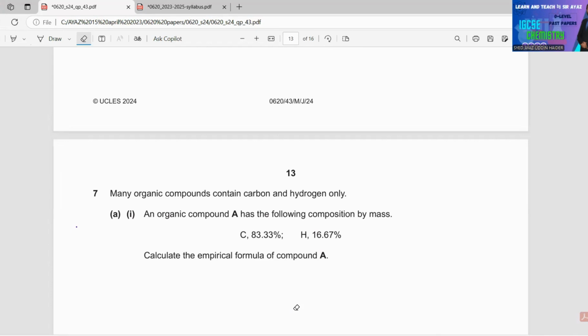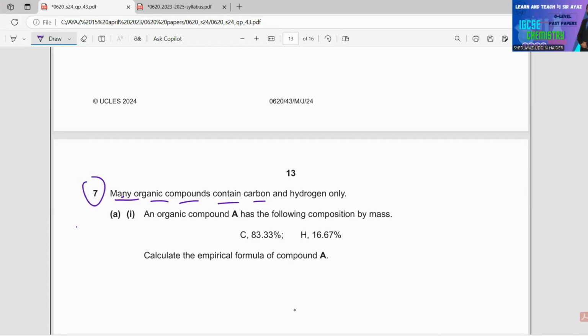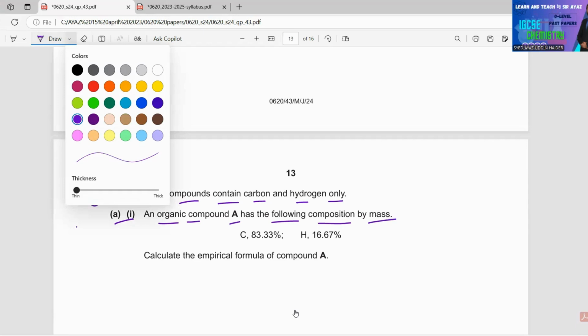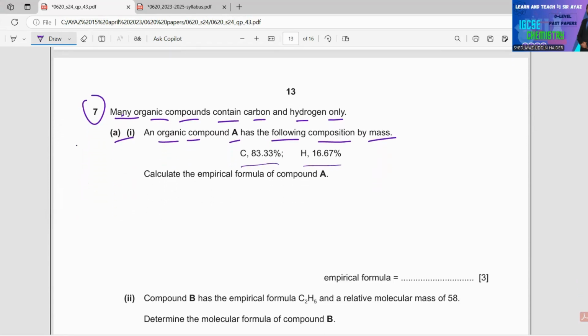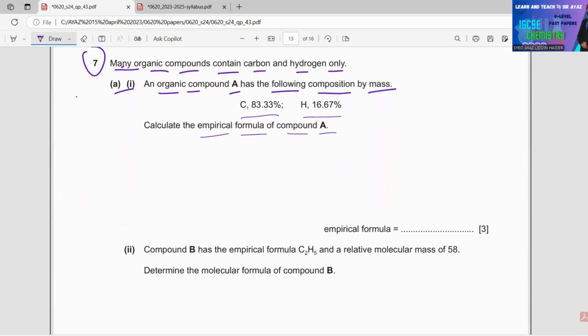Question number 7. Many organic compounds contain carbon and hydrogen only. A, part 1. An organic compound A has the following composition by mass: C 83.33%, H 16.67%. Calculate the empirical formula of compound A. So here's the composition which is provided to you. Carbon is 83.33%.